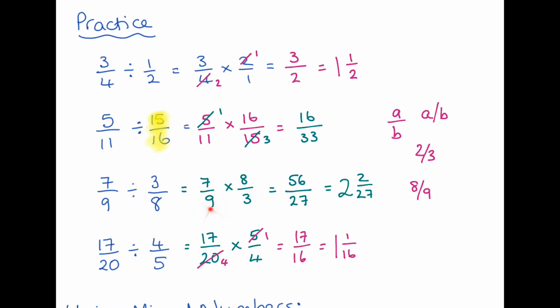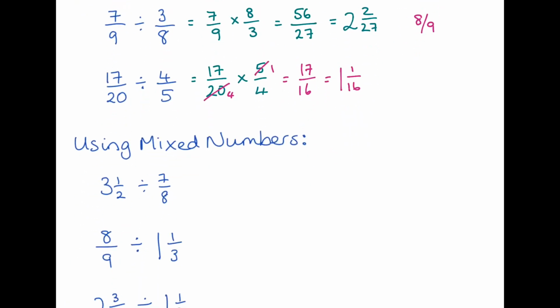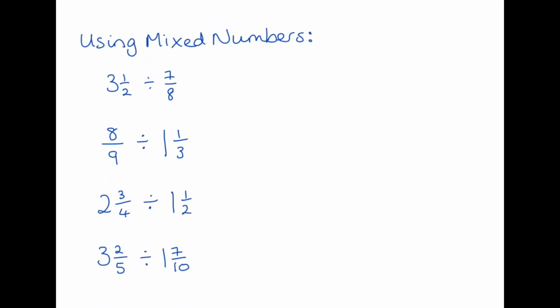So it is honestly much better if you write your fractions as a number over a number, for the simplifying. Okay, right, so let's have a look at using mixed numbers. It's the same rule as when you're multiplying. We're not going to divide with mixed numbers. We're going to change the mixed numbers to improper fractions.